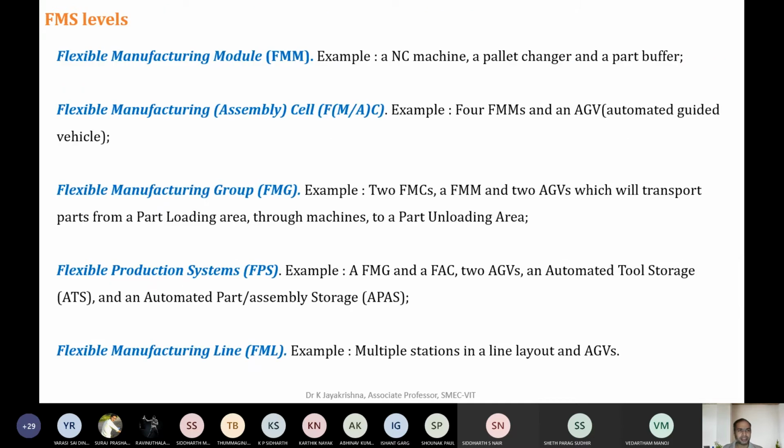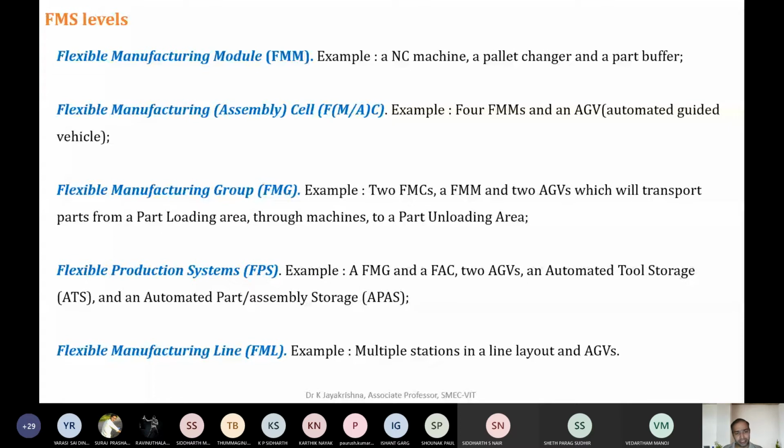Then, what are the levels of FMS? We have four or five levels of FMS. The first one we call a flexible manufacturing module, where there will be only one CNC machine, a pallet changer, or a part buffer. But what is a flexible manufacturing assembly cell? When you have four flexible manufacturing modules and an automated guided vehicle. If your company has these 4 FMMs and 1 AGV, we call them a flexible manufacturing assembly cell.